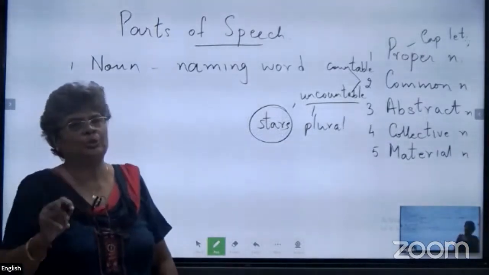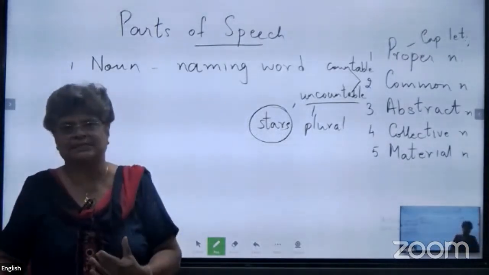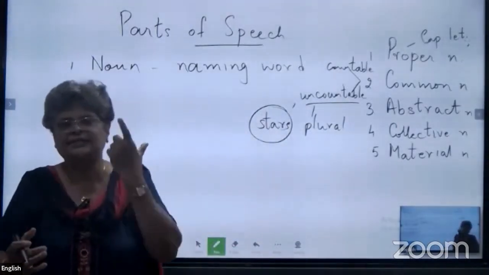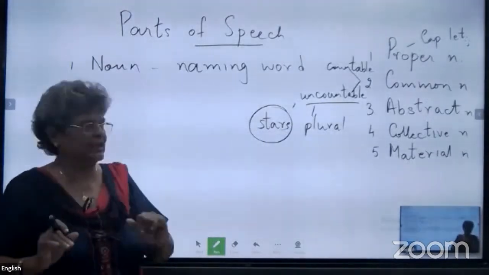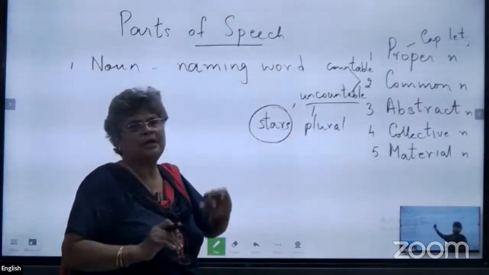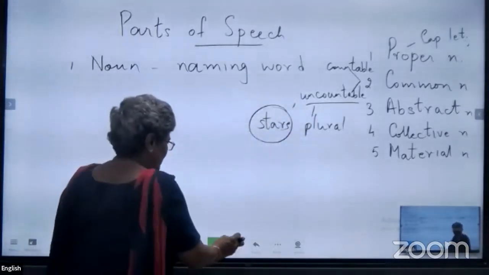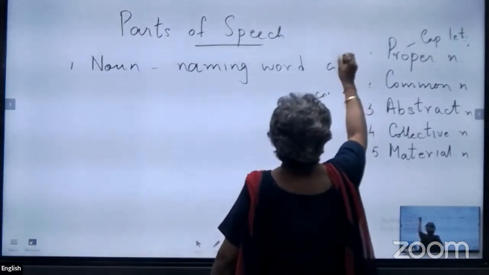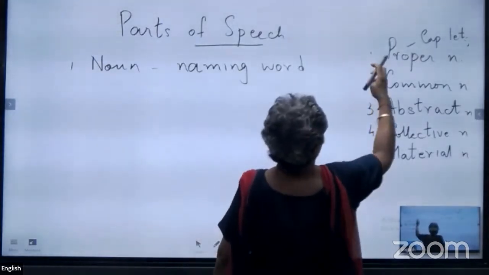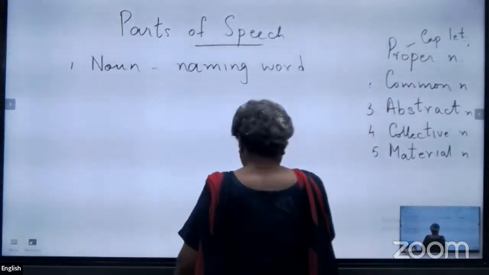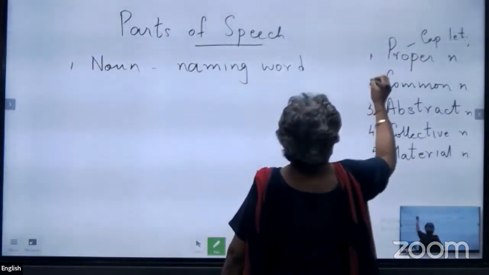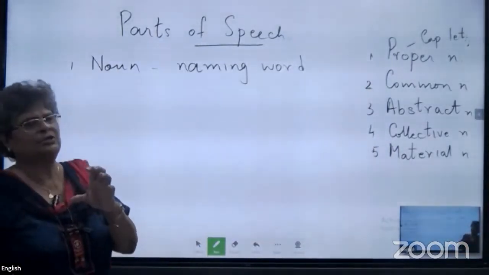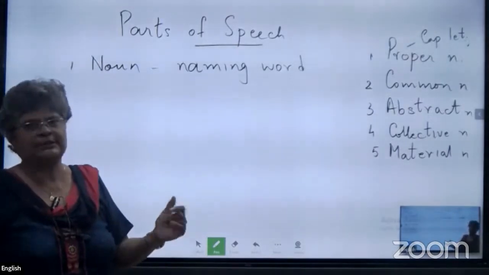So when you say sugar, you don't say, give me sugars. You say, give me a little sugar, give me lots of sugar, give me little sugar, but you don't say, give me sugars. There is no plural form for the uncountable. So I hope you have understood the difference between the proper noun and the common noun. Proper is when you specify a particular thing, and common noun which you don't specify.